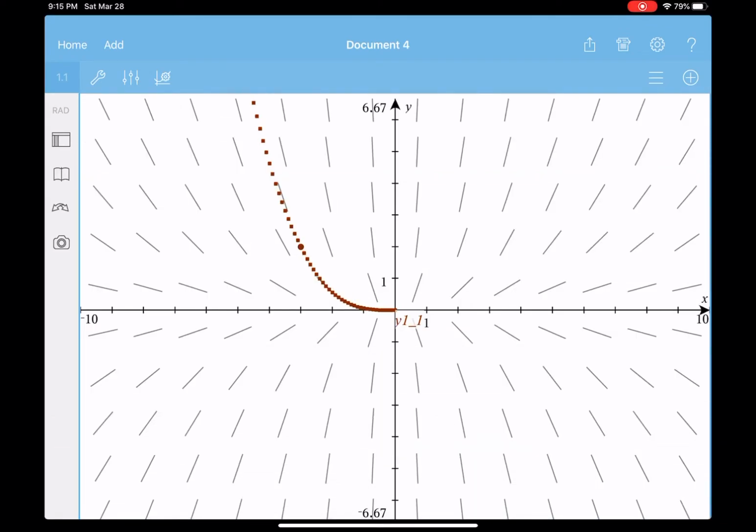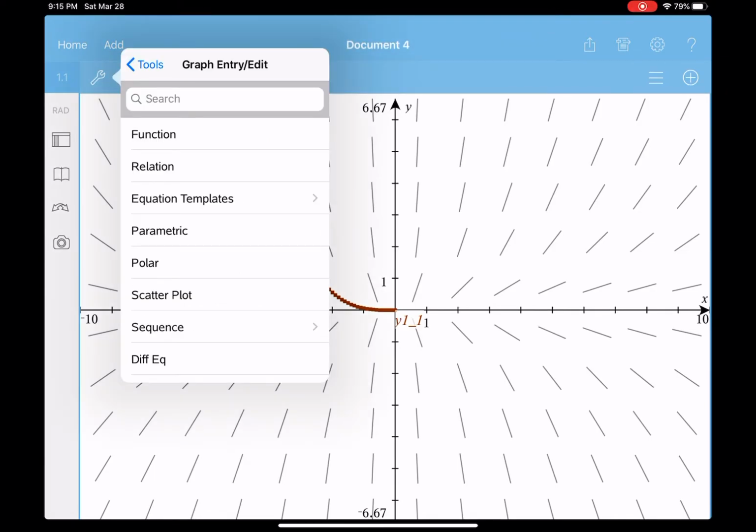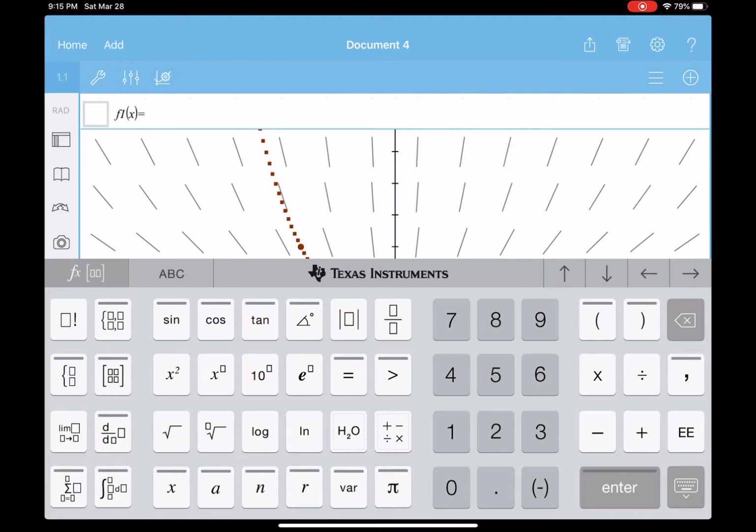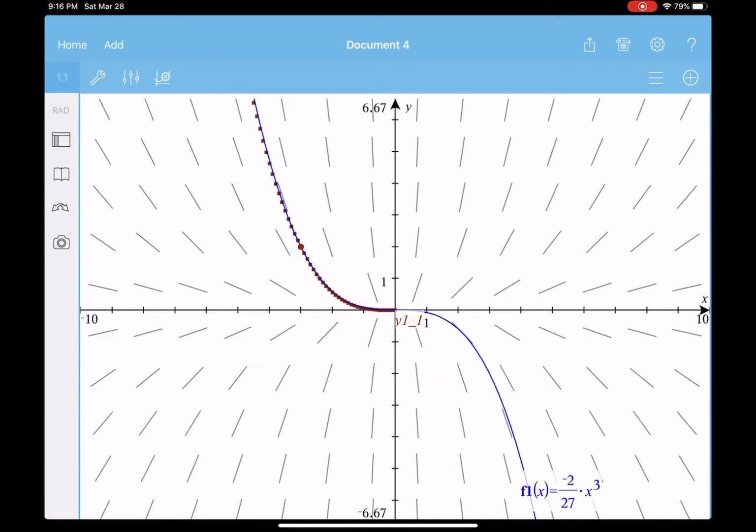Having a bit of a problem graphing. It looks like part of the solution. But that's okay. Let's go ahead and add in another graph here. So I'm going to go to a function, and this one was supposed to be negative 2 divided by 27 x to the third, and we should be able to verify this solution. Bam, it matches up perfectly, and you can see that it has an okay time whenever it's solving.